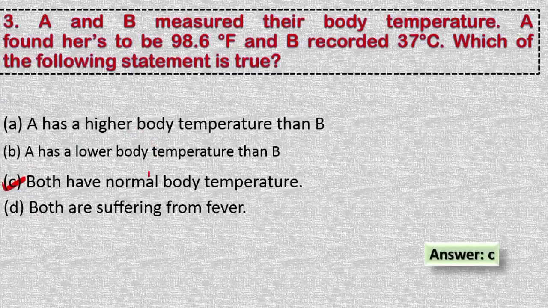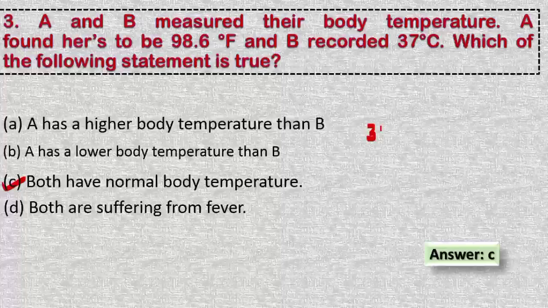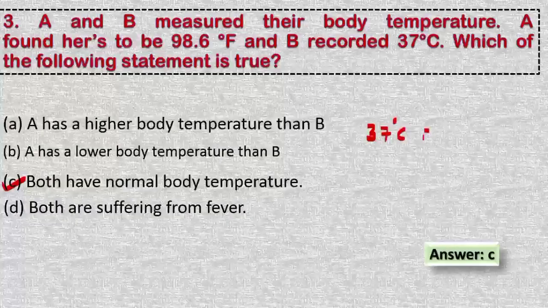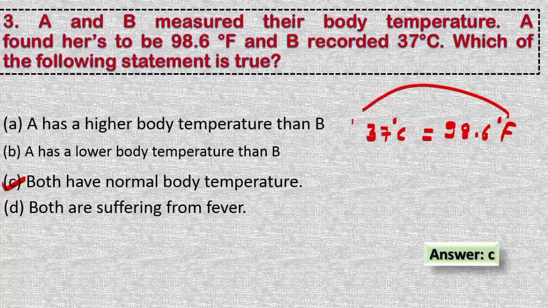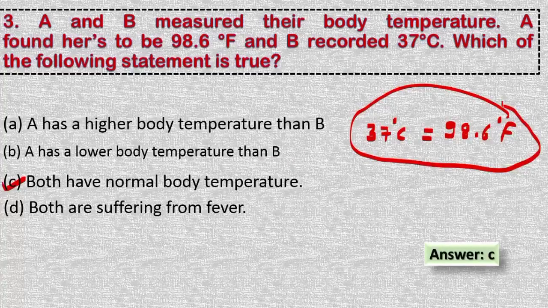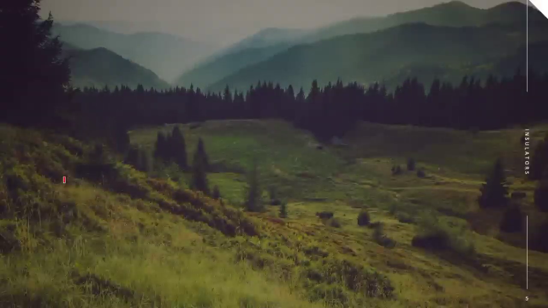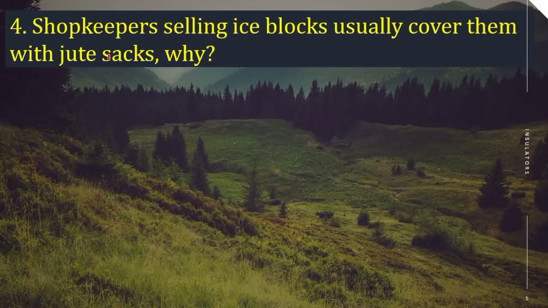Both are having normal body temperature because 37 degrees centigrade is the normal temperature of a healthy person. Therefore, 37 degrees centigrade is equal to 98.6 degree Fahrenheit. The temperature can be expressed in various units like degree centigrade and Fahrenheit, and this 37 degree centigrade is equivalent to 98.6 degree Fahrenheit. Let us see the next question.